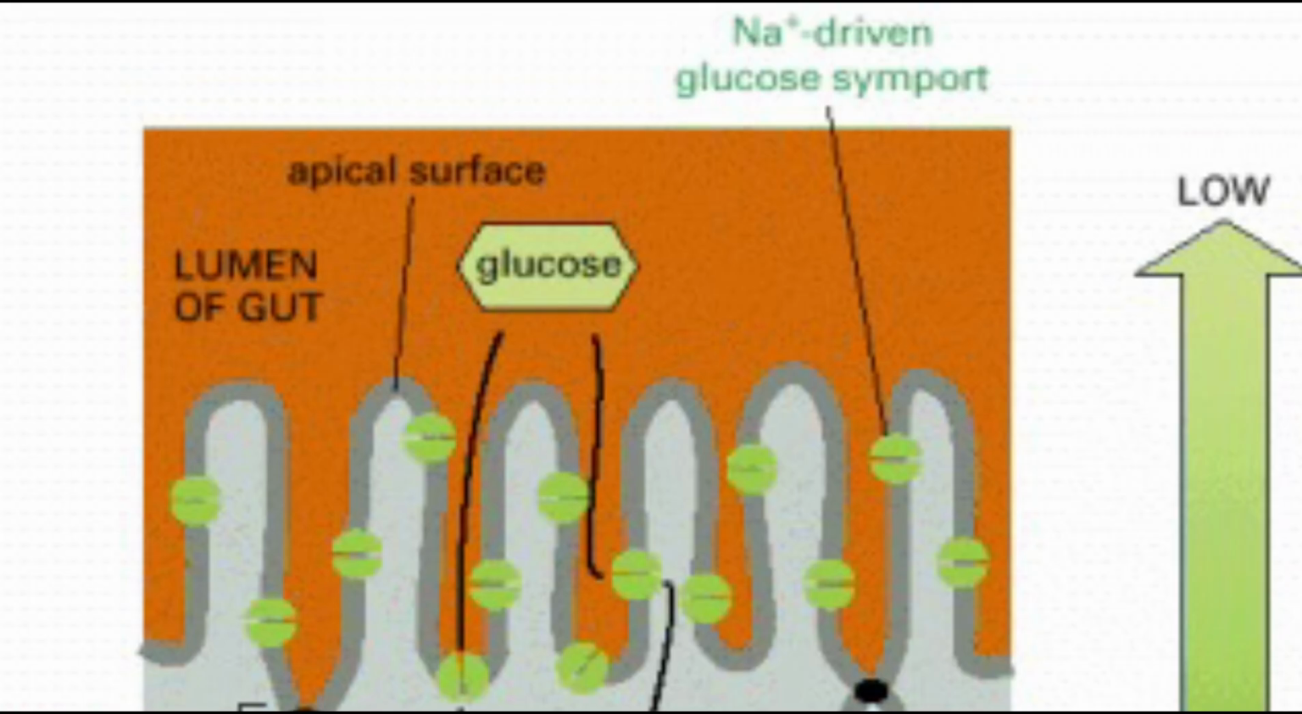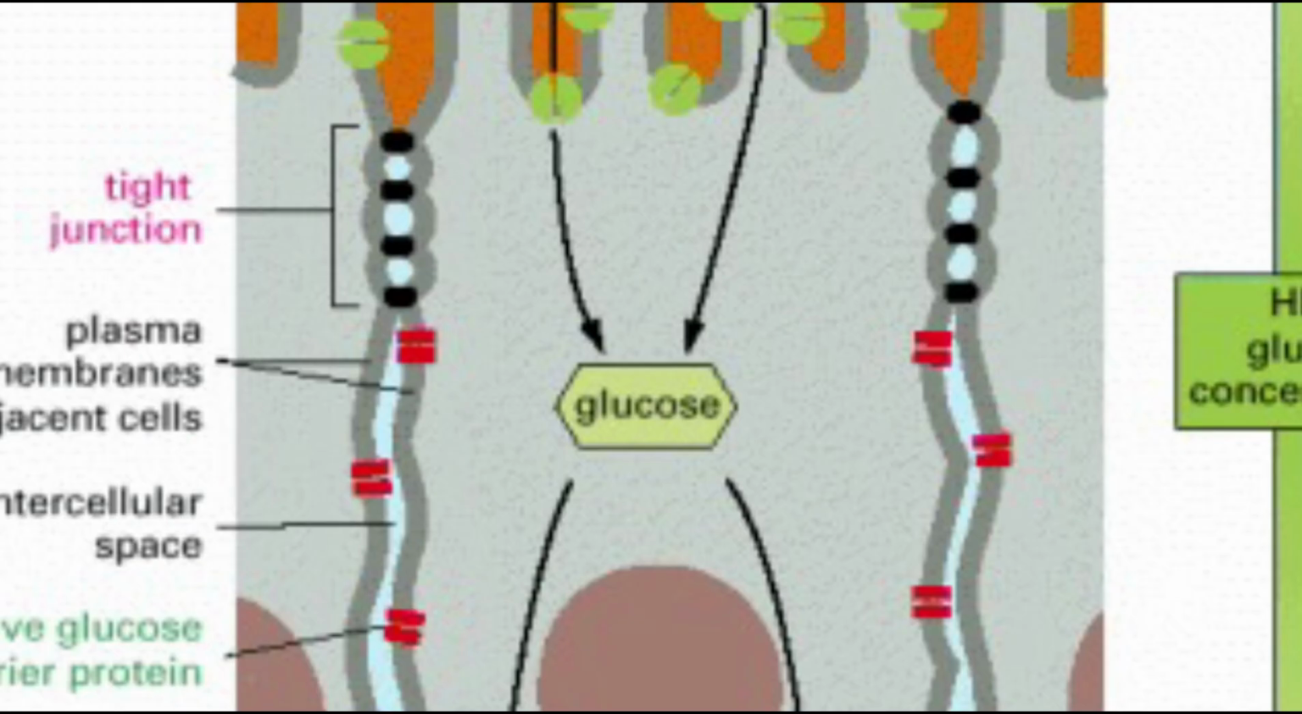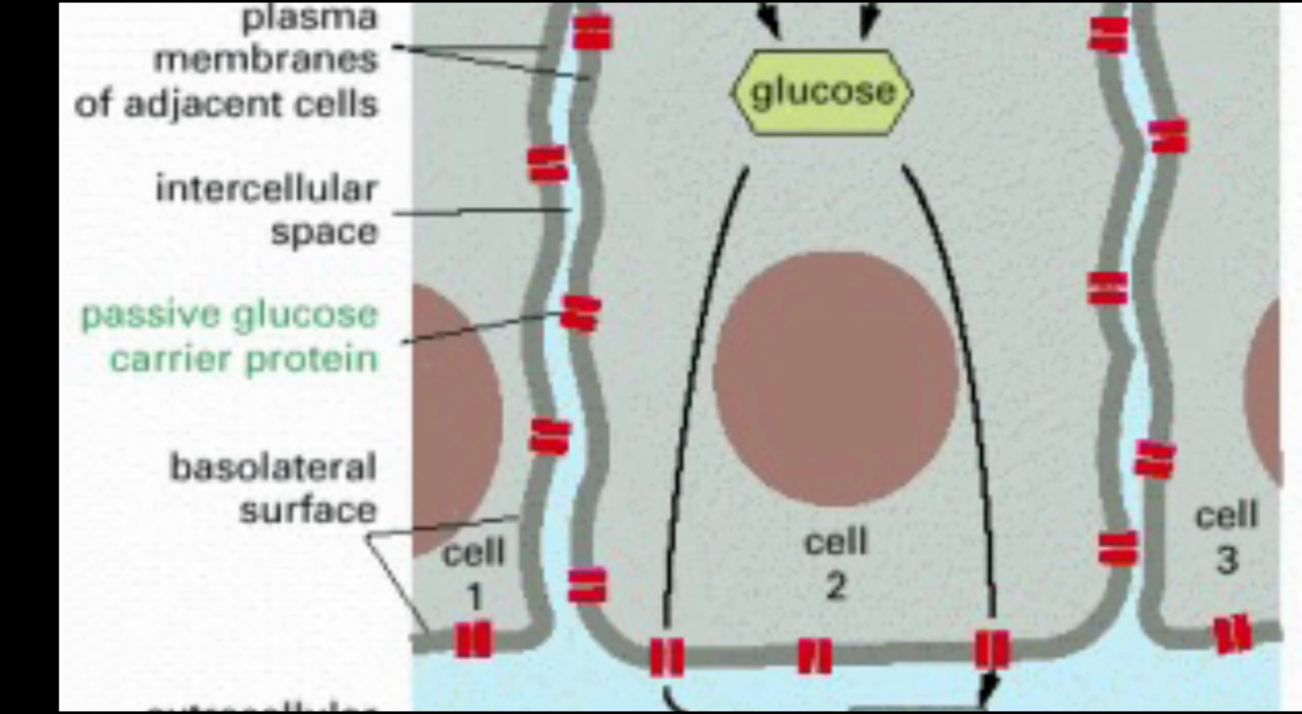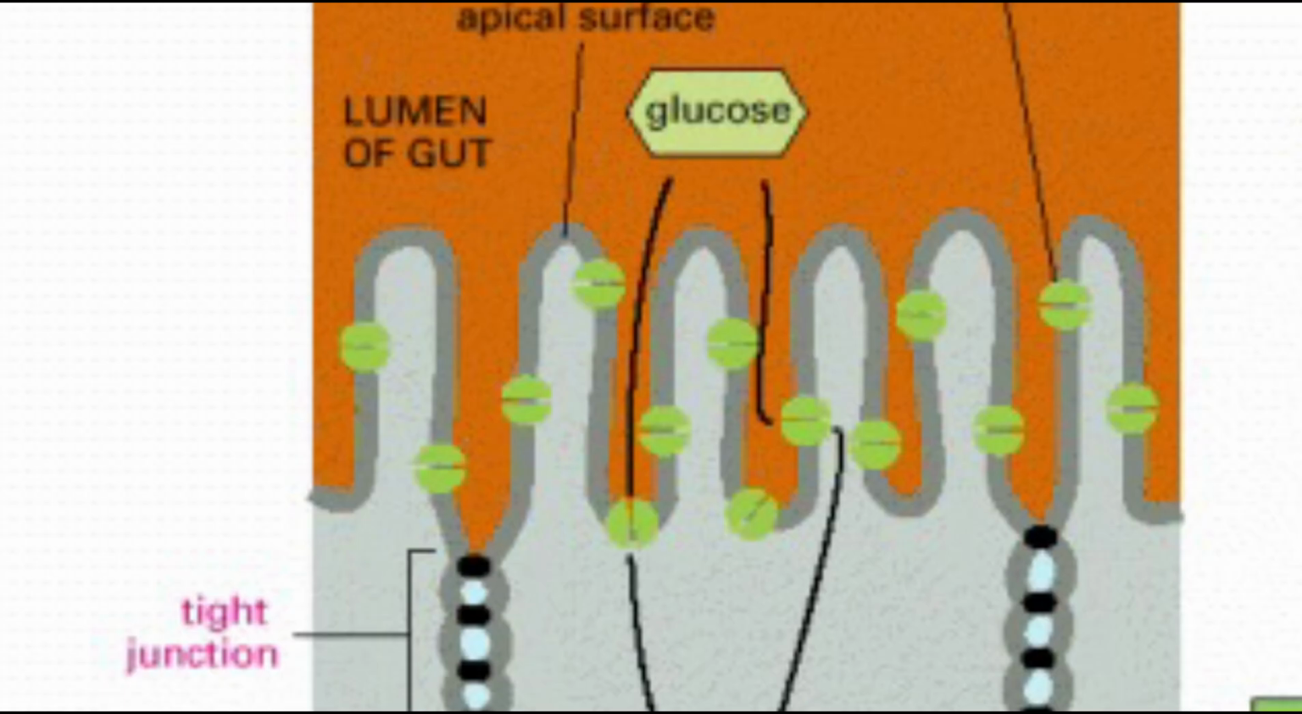So the apical membrane, facing the lumen of the gut, has the sodium driven glucose symporter. This is a secondary active transport mechanism where the sodium moves down its concentration gradient into the epithelial cell, then the glucose is co-transported against its gradient using the energy from the sodium movement, and this symport protein is shown on the apical surface, that is the top of the cell.